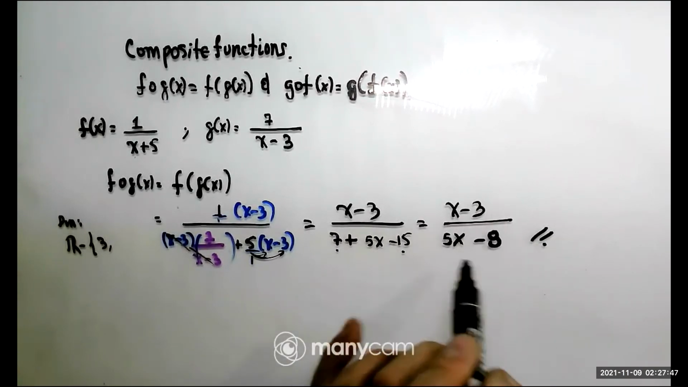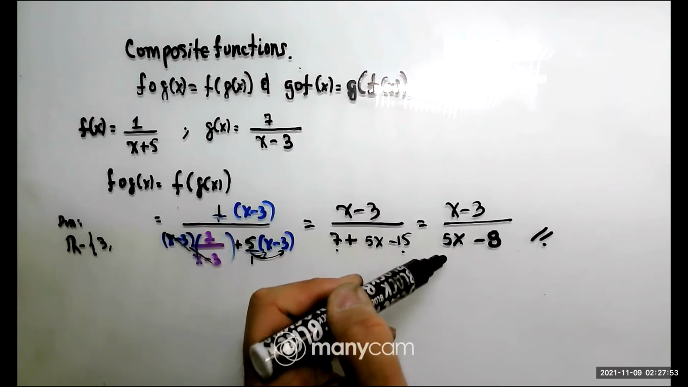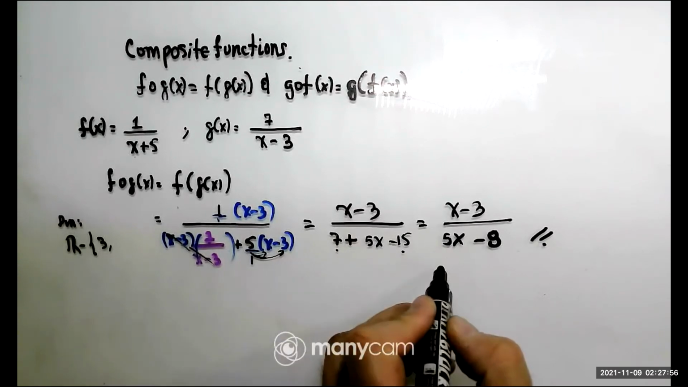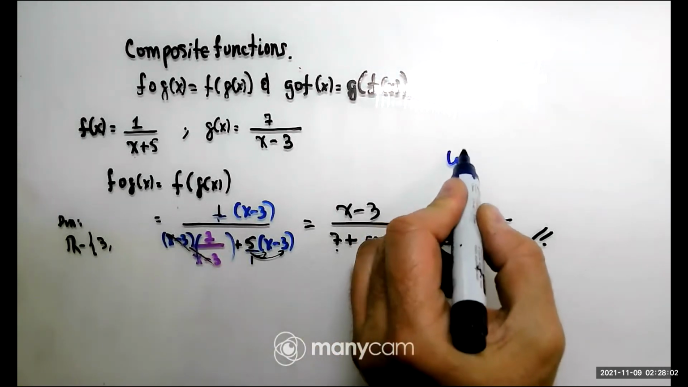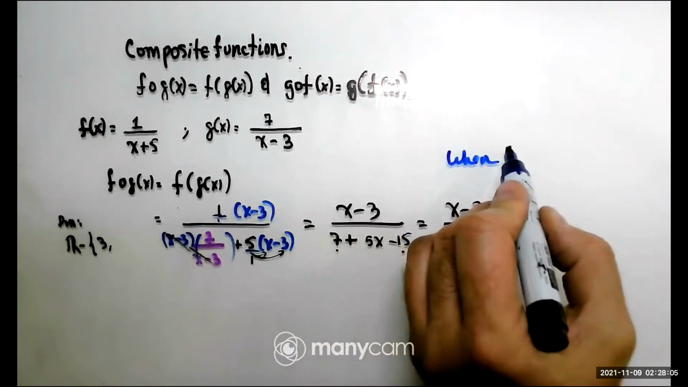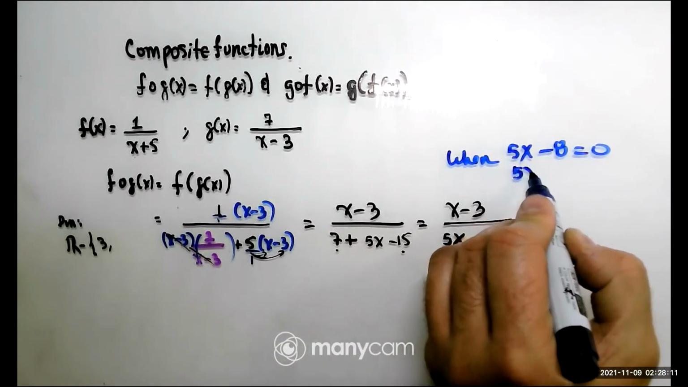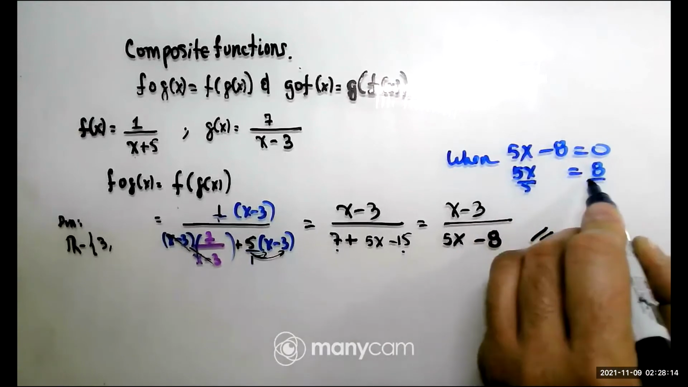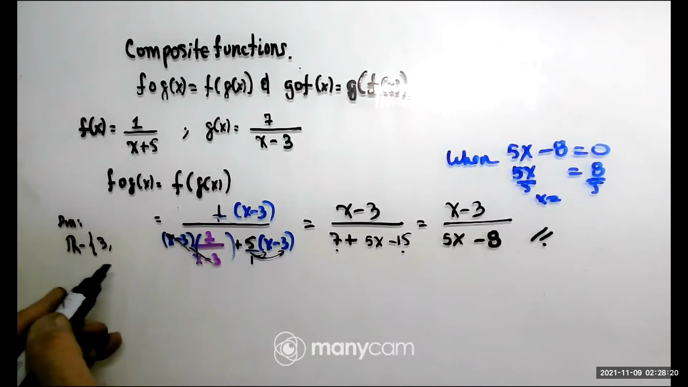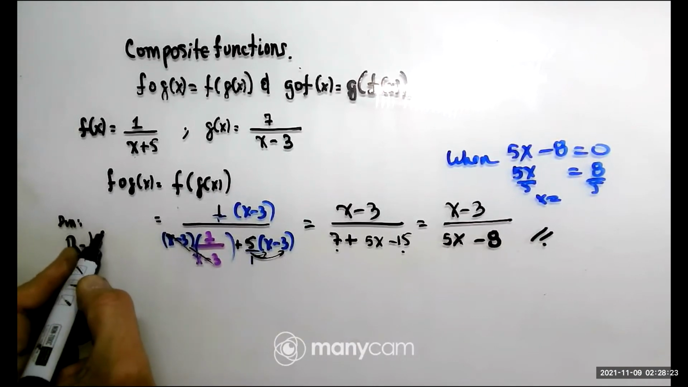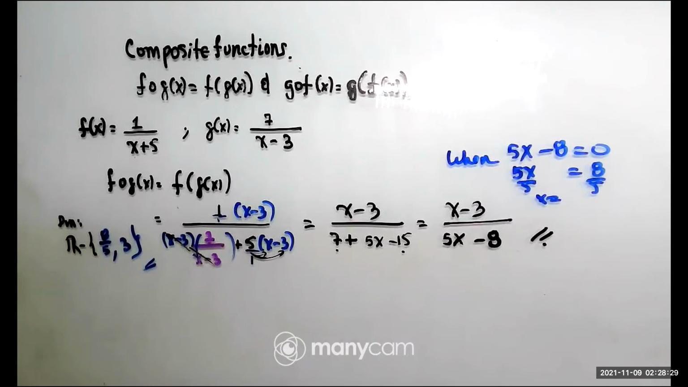Now, is there any number I need to avoid here? Absolutely. Once again, this is a rational function. I must avoid 0 in the denominator. So of course, you can do it mentally, or we can do it on the side. So when 5x minus 8 equals 0, we add 8. 5x equals 8, and we divide by 5. So x equals 8 over 5. So in this case, my domain will be all real numbers except 8 over 5 and 3. And we are done.